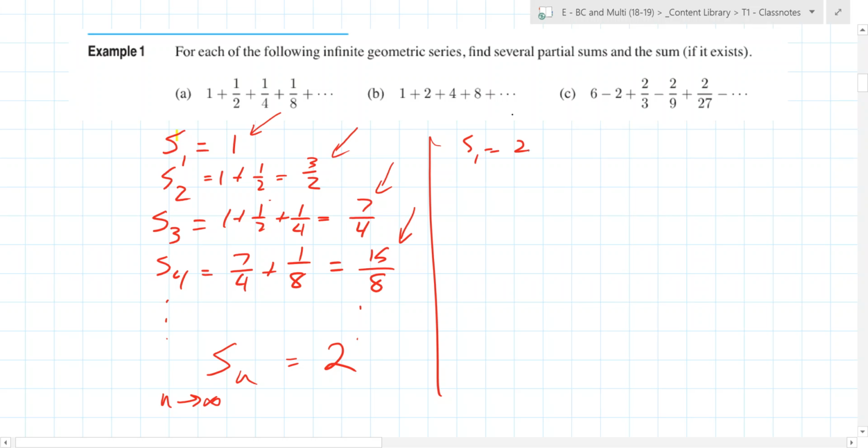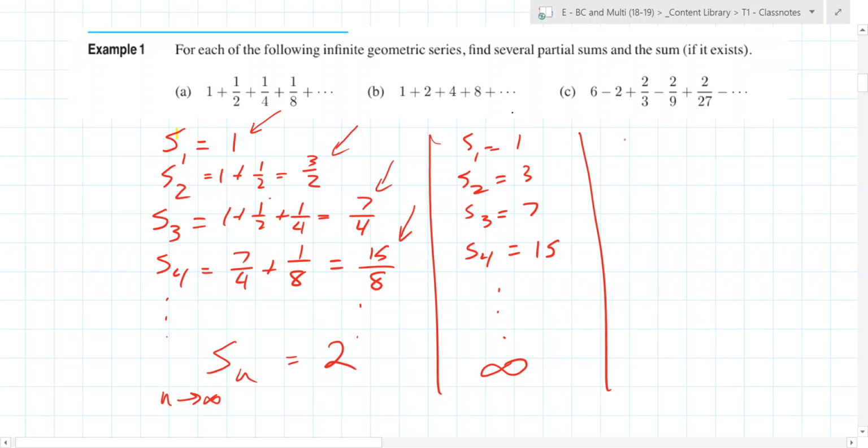What about this next one? S1 is 1. What's S2? 3. S3, 7. S4, 15. This one, it looks like, what does it sum to? Does it have a limit? Does this actually target anything? No, it blows up. It goes to infinity. It keeps on getting bigger.